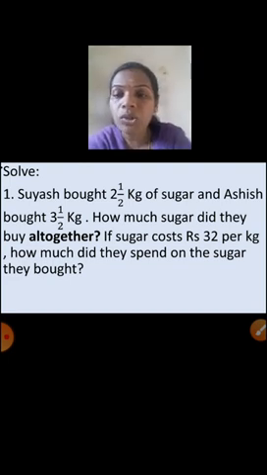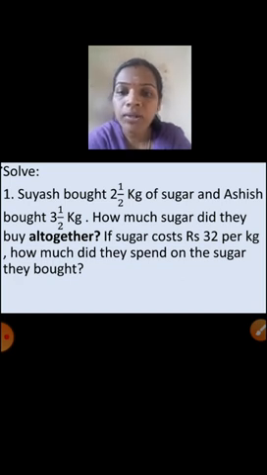First, that question is what? Suyash bought 1 upon 2 kg of sugar, and Ashish bought 1 upon 2. That means 3.5 kg. Okay. And how much sugar did they buy altogether? If sugar costs rupees 32 per kg, how much did they spend on the sugar they bought? So what you have to find here, children? That 2 persons. First one is what? Suyash, and next one is Ashish.